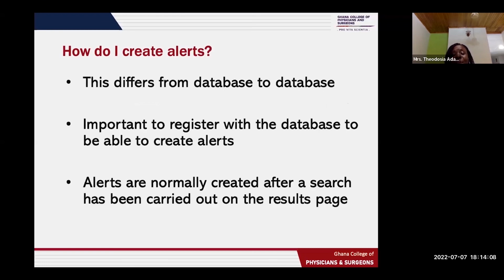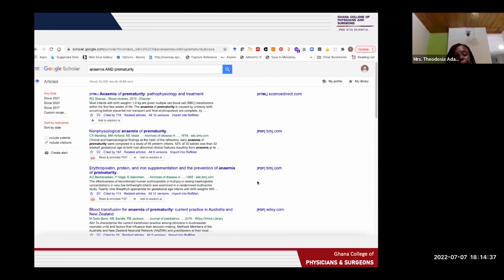So how do we create alerts? The main thing that we need to understand and communicate to our trainees is that it's important that we create accounts with the databases that we want to create alerts for. So we create accounts, we are registered with the database, we have a username and password. The alerts are normally created after a search has been carried out, on the results page. So here's an example of a search done in Scholar and how we can create an alert in Google Scholar.